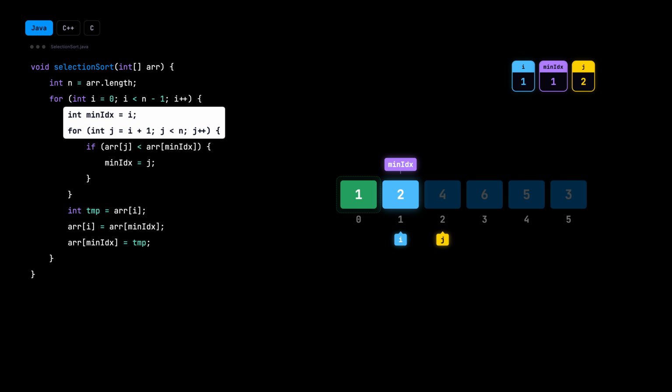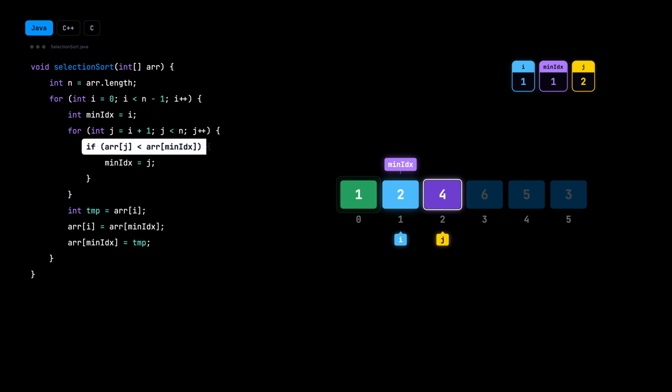Pass 2. i is at index 1. We assume 2 is the smallest. j starts at index 2. j at index 2. 4 smaller than 2? No. j at index 3. 6 smaller than 2? No. j at index 4. 5 smaller than 2? No. j at index 5. 3 smaller than 2? No.